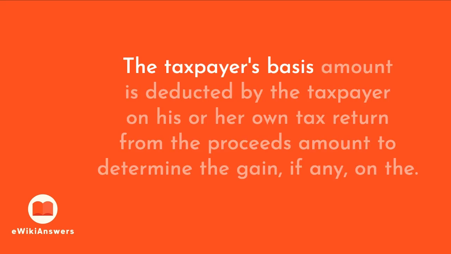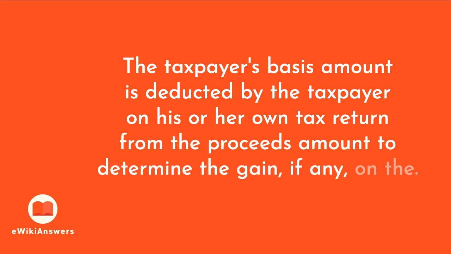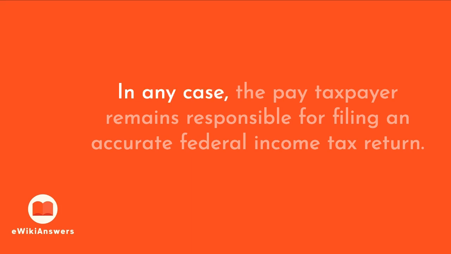The taxpayer's basis amount is deducted by the taxpayer, on his or her own tax return, from the proceeds amount to determine the gain, if any, on the sale. In any case, the payee taxpayer remains responsible for filing an accurate federal income tax return.